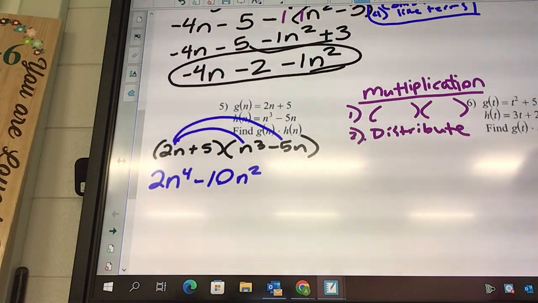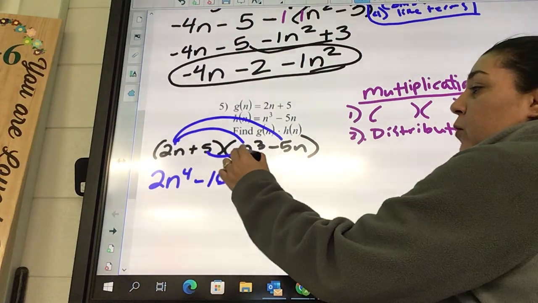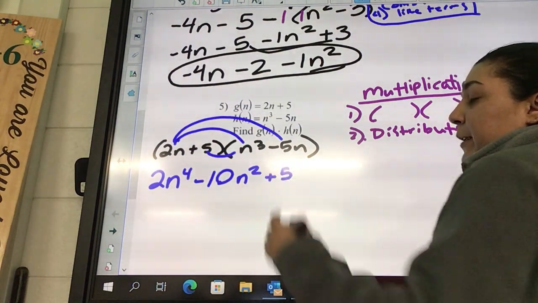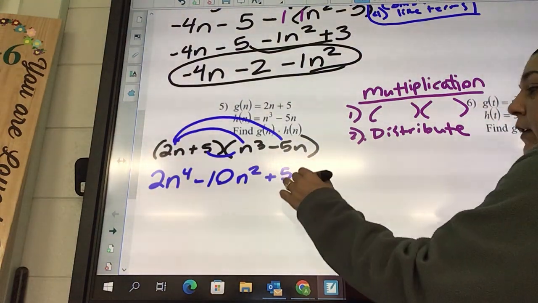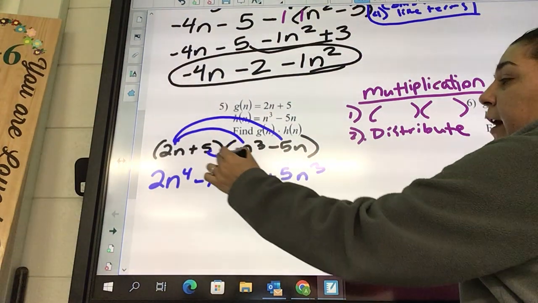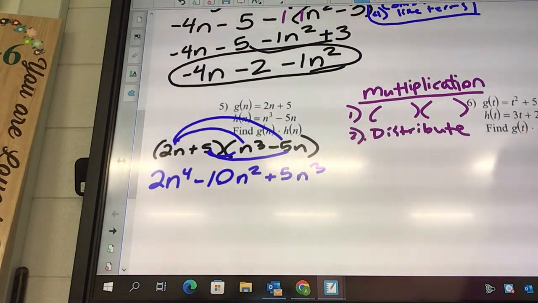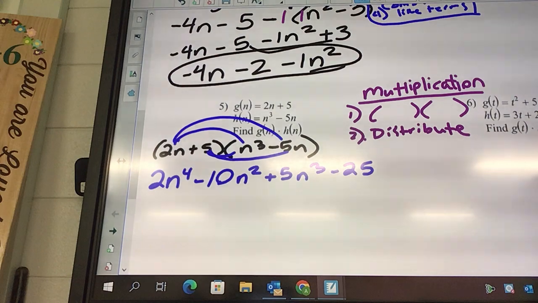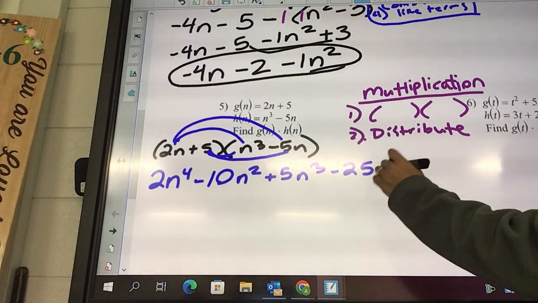Okay, and then you have to multiply the inside pieces. So 5 times 1. 5. How many n's? And 3. 5 times negative 5. Negative 25. How many n's? 1.